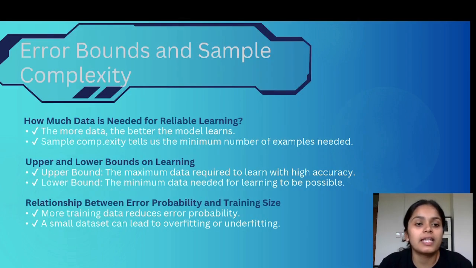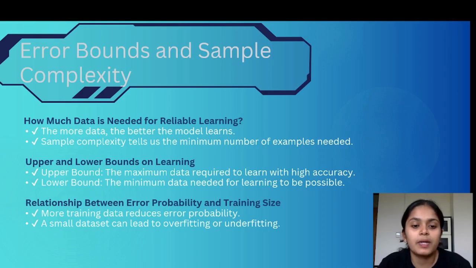Now let's come to the slide on error bounds and sample complexity. How much data is needed for reliable learning? The more data, the better the model learns. What is sample complexity? Sample complexity tells us the minimum number of examples needed. What are upper bound and lower bound on learning? Upper bound means the maximum data required to learn with high accuracy. Lower bound is the minimum data needed for learning to be possible.